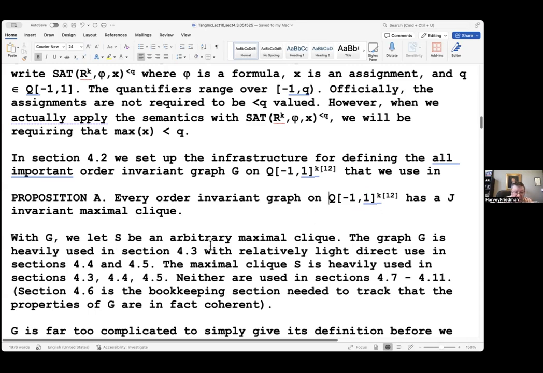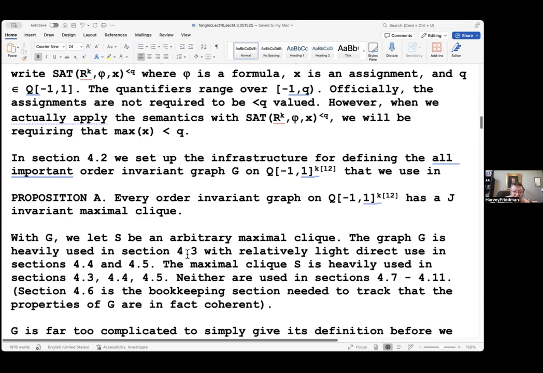With G, we let S be an arbitrary maximal clique. That's how this argument is structured. And we have to show that because of G, a maximal clique in G is a very powerful animal that allows us to spin off a model of large cardinals after many lectures, right? Actually, the lectures went backwards, of course. So G has to be a pretty hefty kind of complicated graph in order to pull this off. And we use G very much. It's heavily used in section 4.3 that we're talking about today.